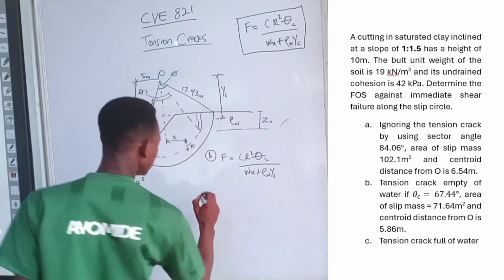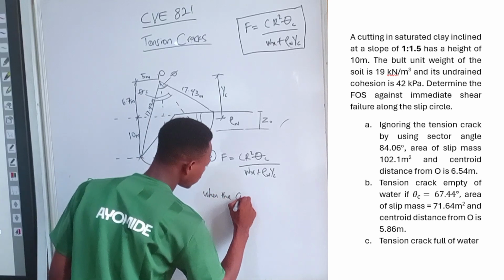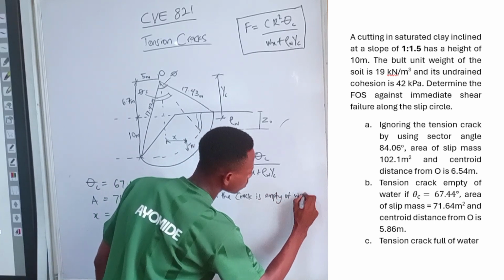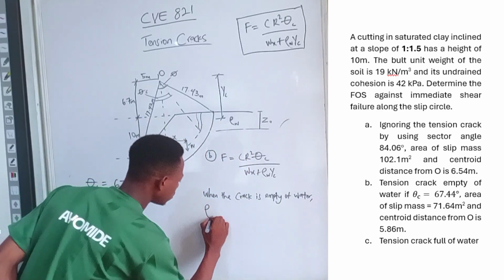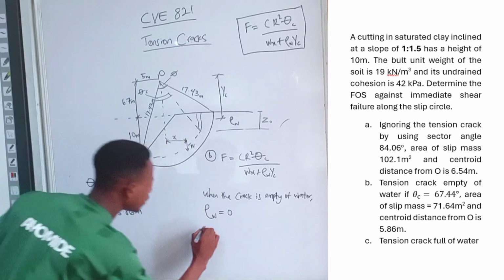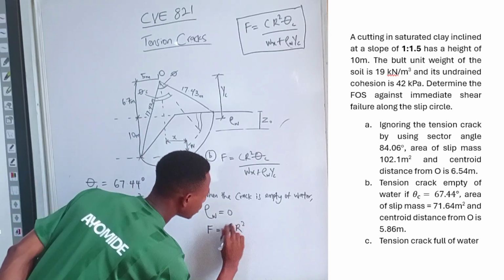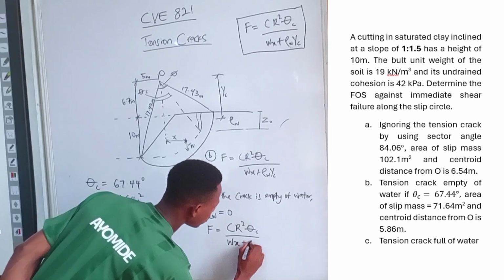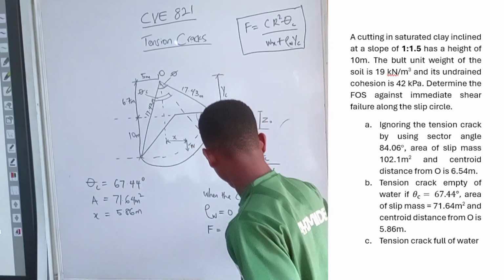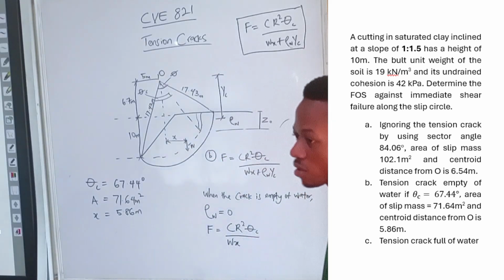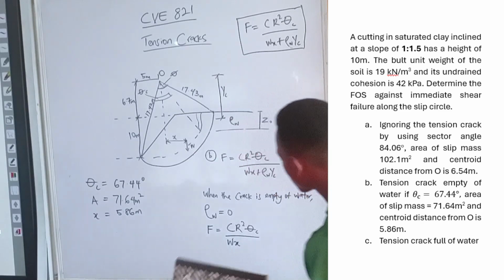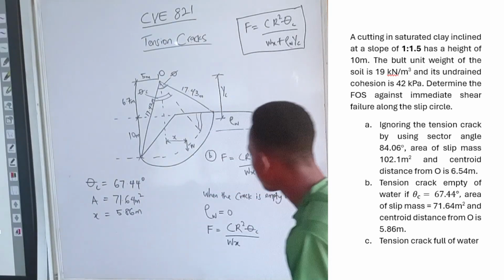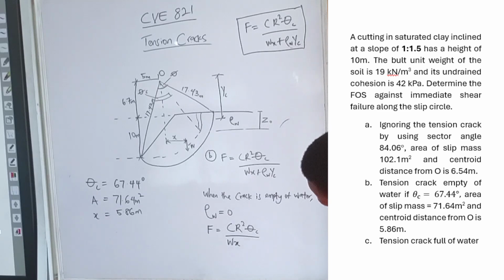When the crack is empty of water, EW equals 0, then the factor of safety becomes CR squared theta C divided by WX plus 0, so CR squared theta C divided by WX. Our C is still the same, our radius is still the same, and our theta C has been given as 67.44.